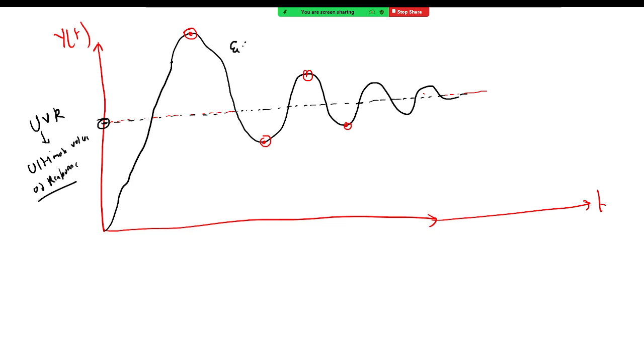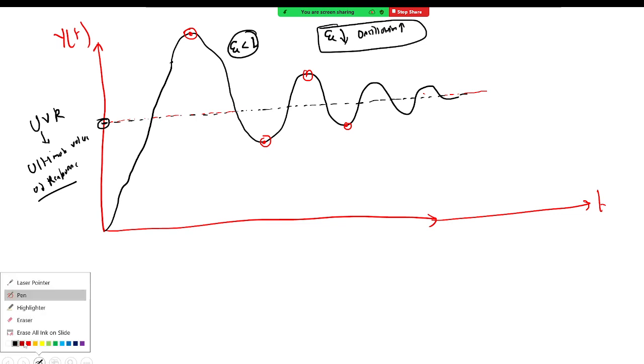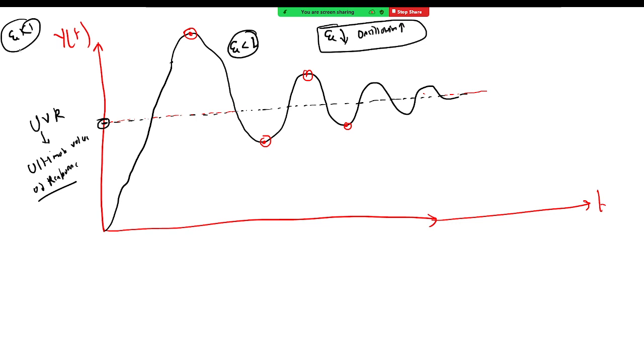And for this particular curve, zeta will be less than 1. I have told you, if zeta is decreasing, oscillation will increase. So first try to understand only for zeta less than 1, any particular value of zeta. Fine. So this particular system, if zeta is less than 1, is called the underdamped system.